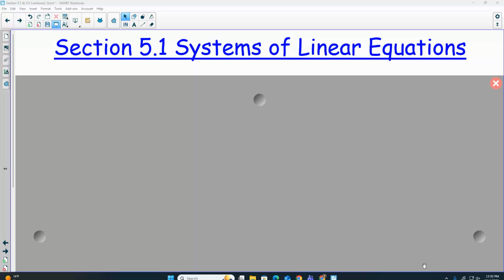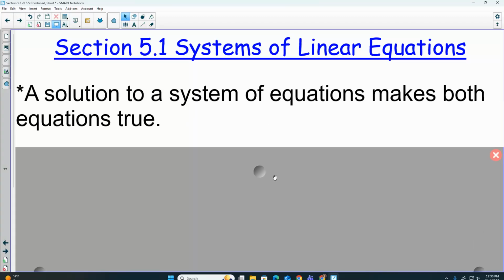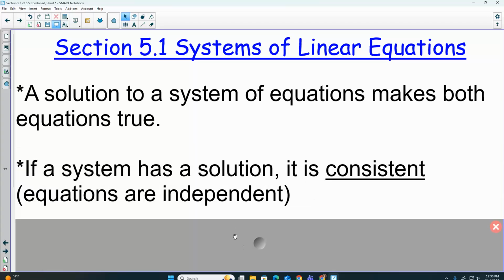If we are talking about our systems, a few words you might hear me say. The solution is the ordered pair that makes both true. So if I'm asking you to find the solution, I'm asking you to find the point that makes both true. If it has a solution, we call it consistent.